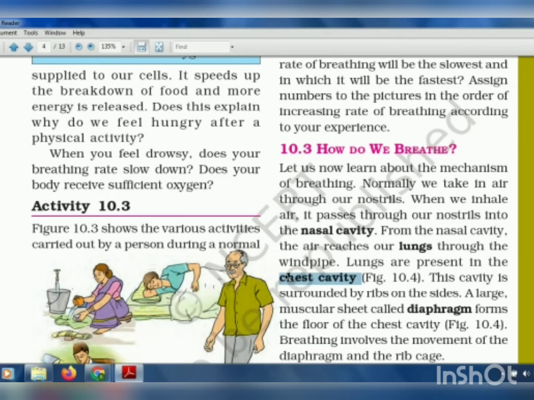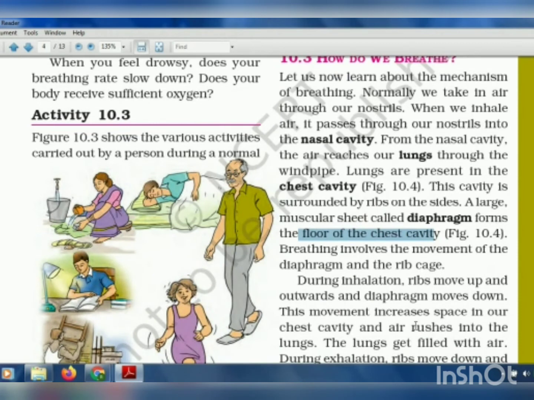Our lungs are kept inside this chest cavity so that they don't get damaged easily if we get hurt on our chest. This cavity is surrounded by ribs on the sides. Ribs are made up of bones. A large muscular sheet called the diaphragm is present at the end of the chest cavity, which forms the floor of the chest cavity.